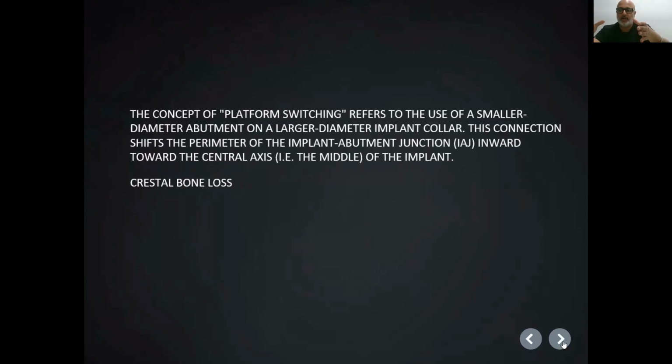What it means is if you've got a wide implant, the actual connection is in. It usually has a nice sort of shiny collar on top, and the actual neck of the implant, where the abutment goes in, is towards the center of the implant. This centralizes, as you said, the forces, so it shifts the perimeter of the implant abutment junction inward towards the center. So you've got a central axis, and this is known to basically help with the loss of crestal bone.